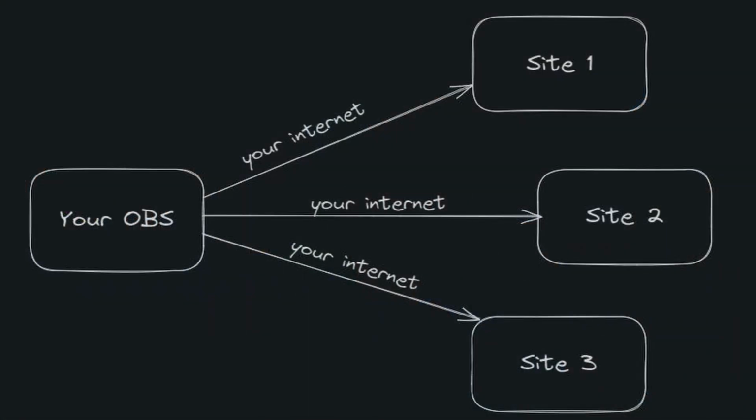Now let me explain why this won't work for everyone. This graphic shows how Aitum Multistream works. As you can see, it's really simple. It just sends a direct signal to each platform. Now that means you need enough bandwidth to support all those streams. I stream at 6 megabytes. So if I'm doing 3 streams, I better have 18 megabytes. If you're on fiber, it's not an issue. If you have limited bandwidth, you might want to stick with Restream.